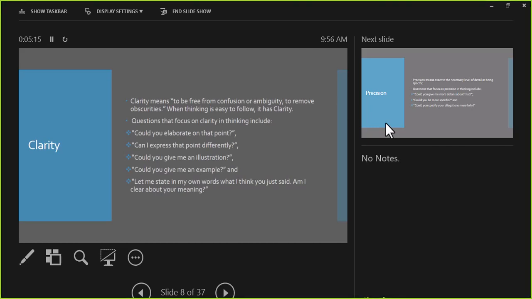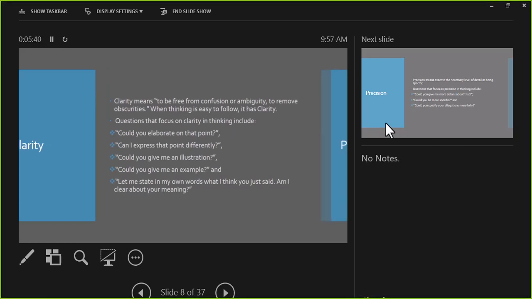The questions that focus on clarity in thinking include: could you elaborate on that point? Can I express that point differently? Could you give me an illustration? Can you give me an example? And finally, let me state in my own words what I think you just said, and am I clear about your meaning? These are basic questions that are used in order to identify whether a thinking has clarity.